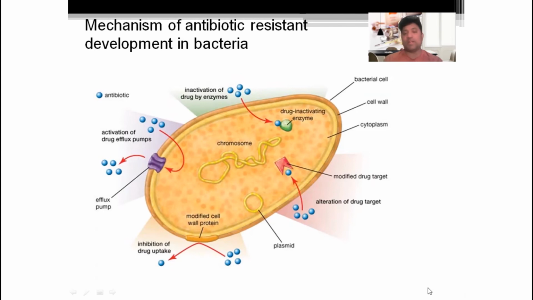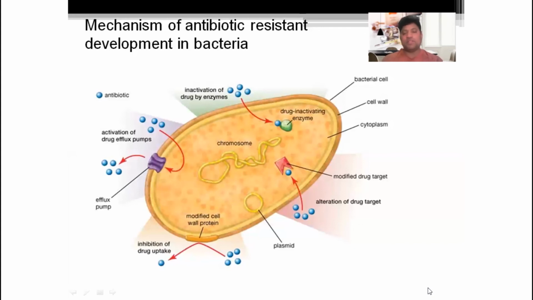Bacteria produce some enzyme that deteriorates, destroys, or damages the drug. When the drug is damaged, then obviously it is not available in the patient's body. It is inactivated, destroyed, and damaged, and that may not be able to produce the pharmacological effect and kill the bacteria.